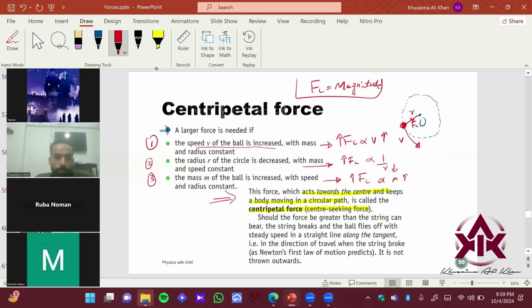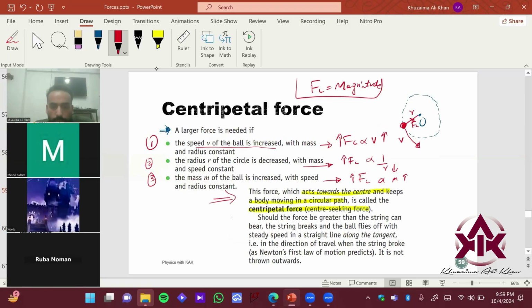So let's read this statement, which is pretty important over here. Should the force be greater than the string can bear, the string breaks, right? And the ball flies off with a steady speed in a straight line along the tangent. That is, in the direction of travel when the string broke, as Newton's first law of motion predicts. It is not outwards, okay? This is an important point.